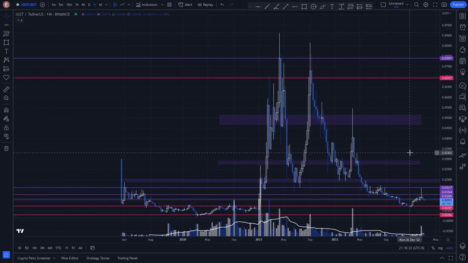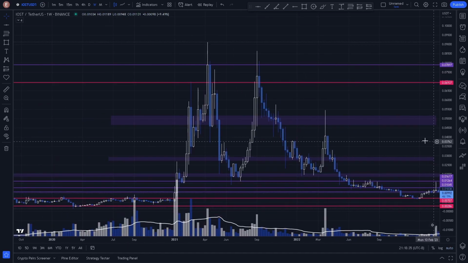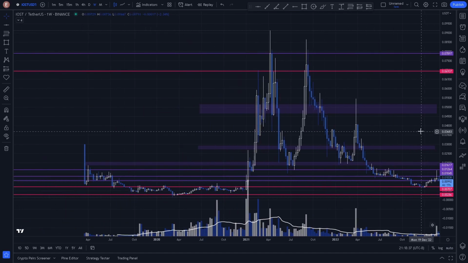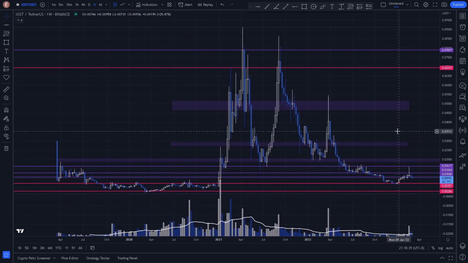So, zooming out, these are all of our key levels plotted on the monthly and weekly time frame for IOST.